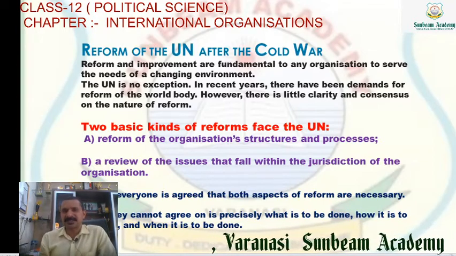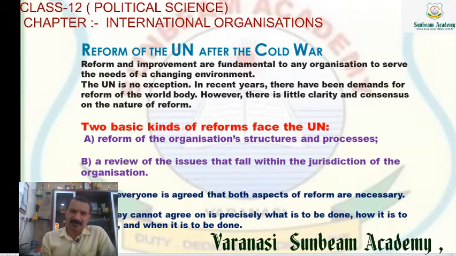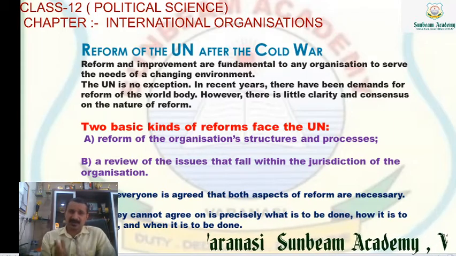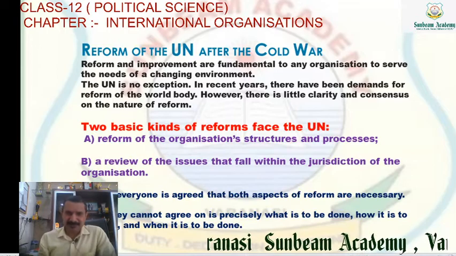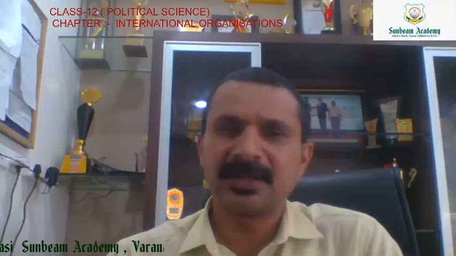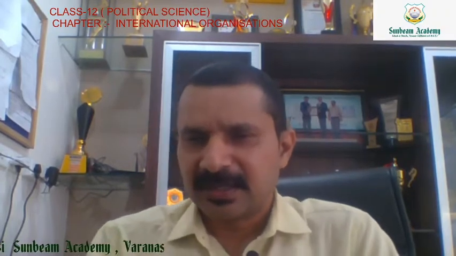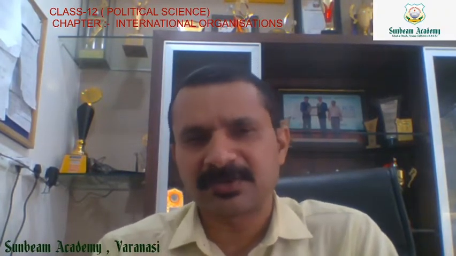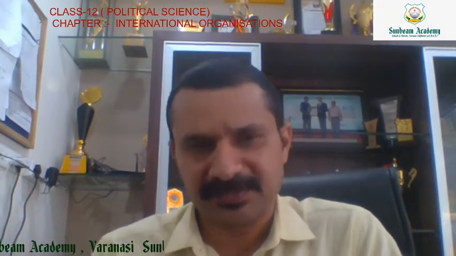Already in the previous class I talked a little about Cold War politics. The UN was like a sandwich in between the two superpowers. During the Cold War era, the United Nations organization acted as a sandwich between the two superpower blocs, that was USSR and USA.